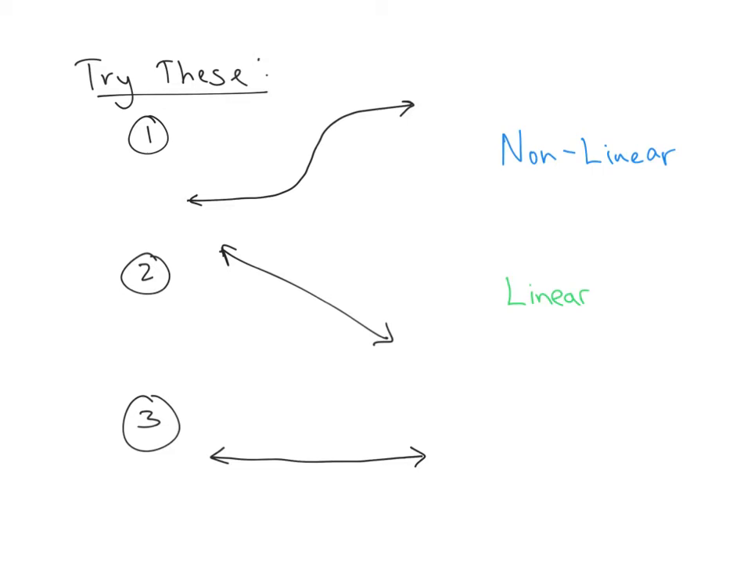So this one, number 3, is a non-vertical straight line. You may have gotten confused because it's horizontal, but horizontal is not vertical. So since it's not vertical and it is a straight line, we're going to say this one is linear as well.